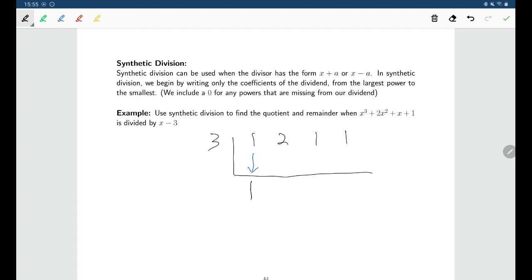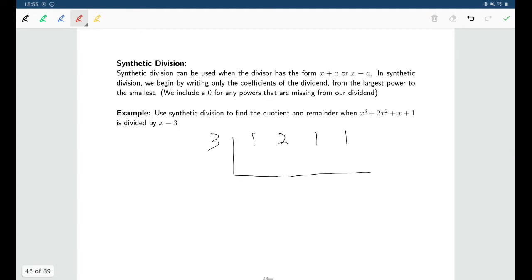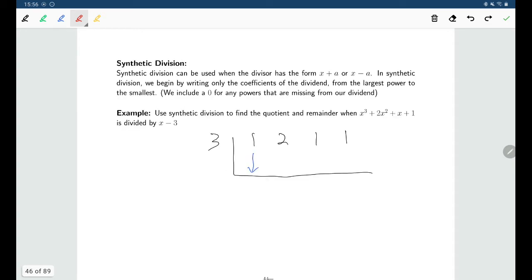And then the next thing that we do after that is just a sequence of multiplication and addition. That's the difference. When we did long division, we did multiplication, x times x minus 3 to give us this. Then we did subtraction. Synthetic division is going to be faster because instead of multiplying then subtracting, we'll just be multiplying and then adding. So let's get into that. We have our leading coefficient brought down, and now we'll start our work.